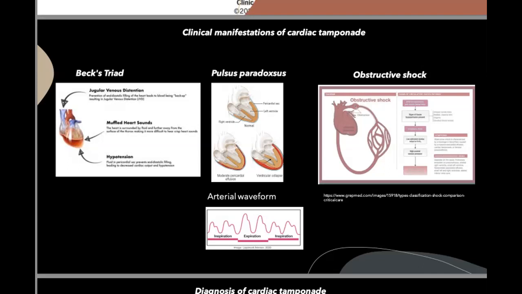And hypotension, because obviously we have fluid in our pericardial sac, and the diastolic filling is disturbed, decreased cardiac output, and that will lead to our hypotension. And coming to pulsus paradoxus, normally, if we're going to talk about this, we have between 5 to 8 millimeters of mercury difference in systolic.